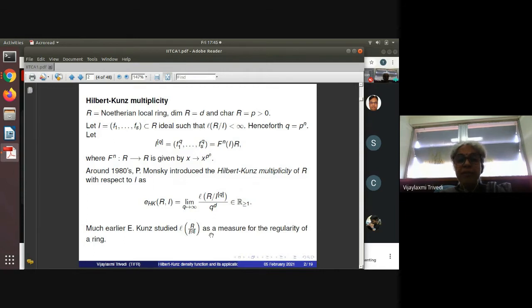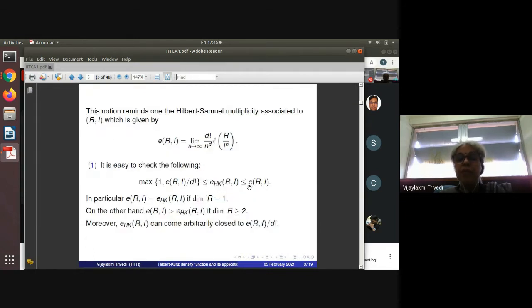So if I look at the length this way for the ideal J, then by Lech's formula it is the Hilbert-Samuel multiplicity for that ideal J, which is the same as the multiplicity of ideal I because it's a minimal reduction. Okay, so perhaps here I went too fast for the students, so you can check. So this is roughly the line.